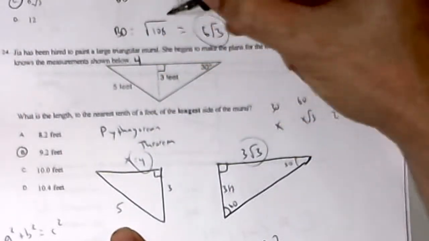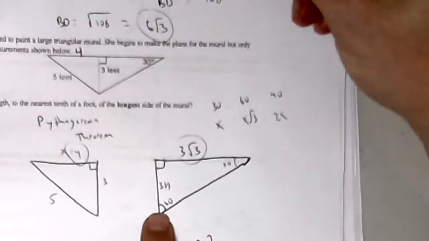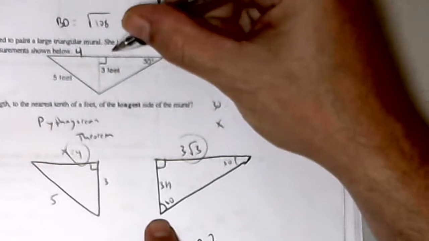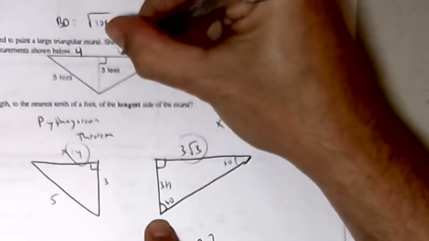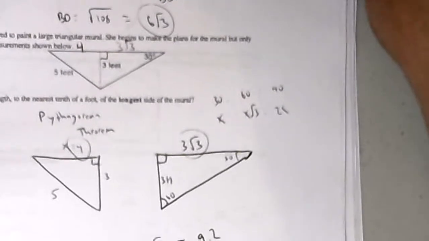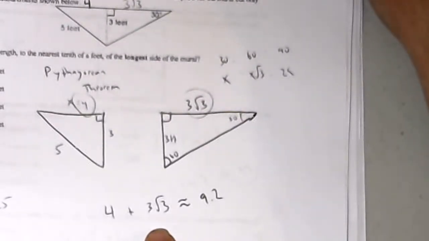So this part's 4. This part is a 30, 60, 90 right triangle. So across from the 30 is 3. Across from the 60 will be 3 root 3. So this 4 plus 3 root 3, which is to the nearest 10th, 9.2 feet.